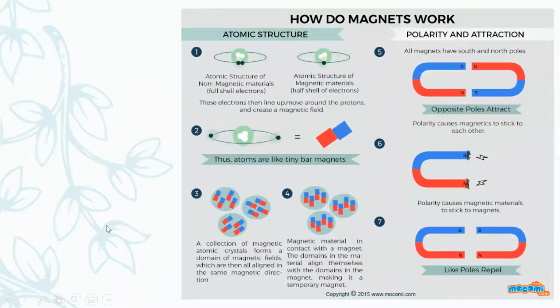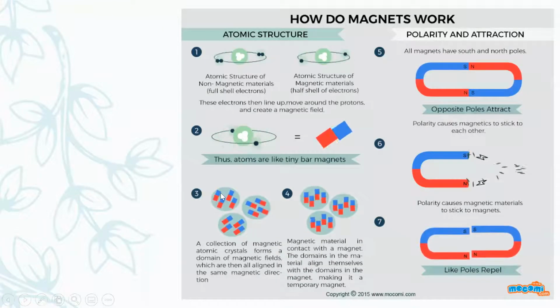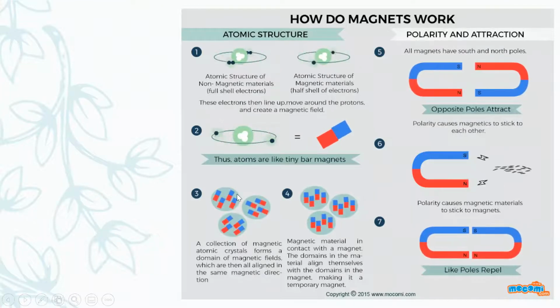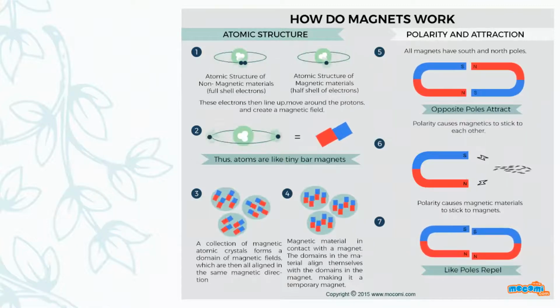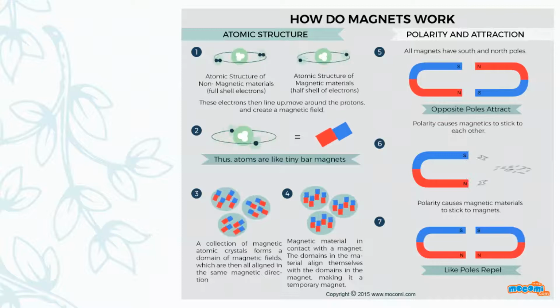You can see there that in each and every case, the domains are aligned in a specific direction. All of them are pointed in a specific direction. You can see here in this figure, they are directed toward the left side and toward the right side. Okay, so all of them are showing their domains.